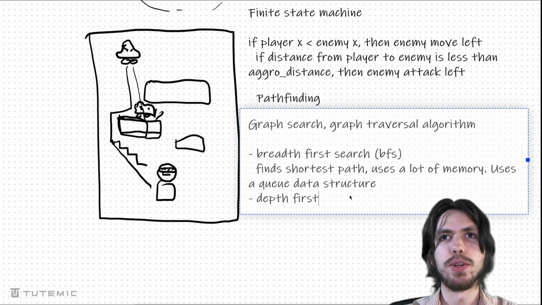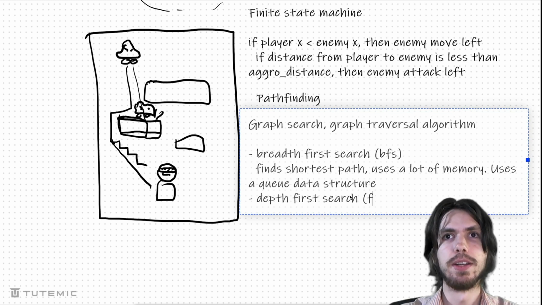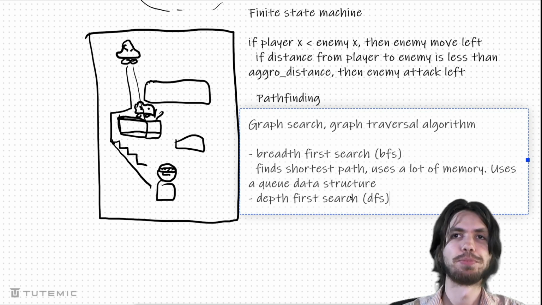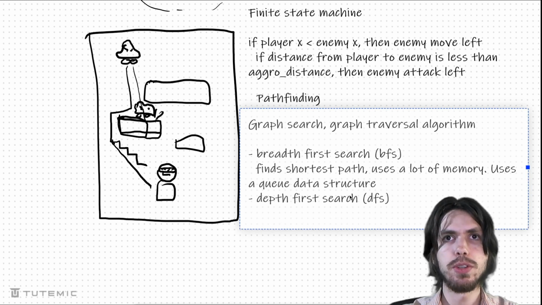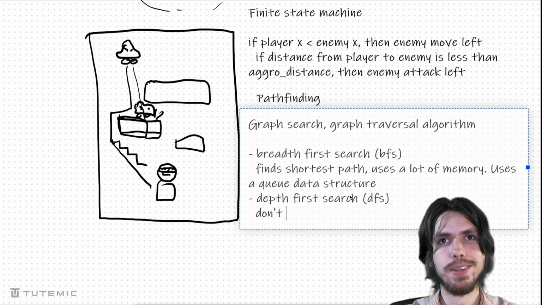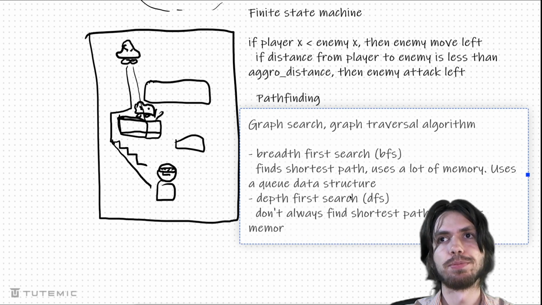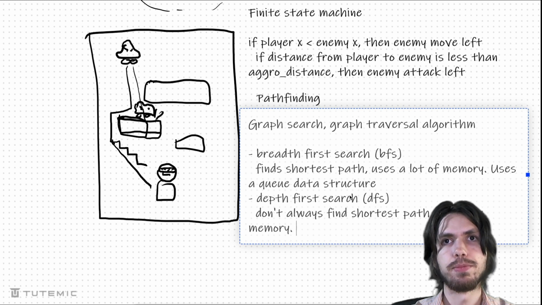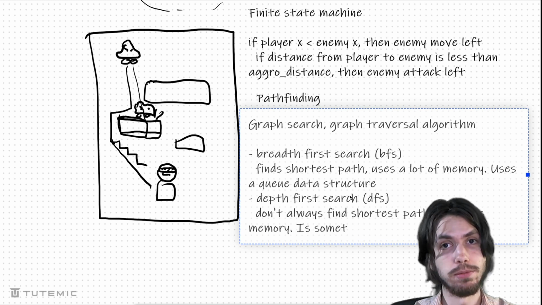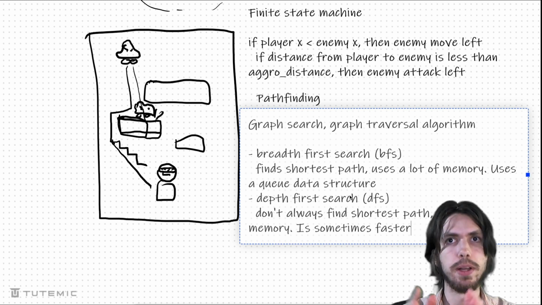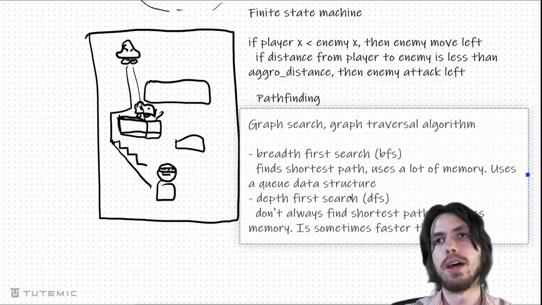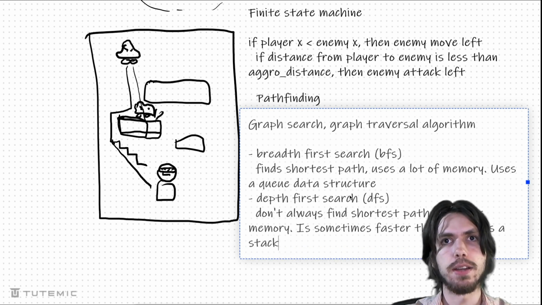Then there's also depth first search, or DFS. And depth first search doesn't always find the shortest path. It uses less memory than the breadth first search, and it is sometimes faster. Not shortest path faster, but it figures out the solution faster than breadth first search. It uses a stack data structure.